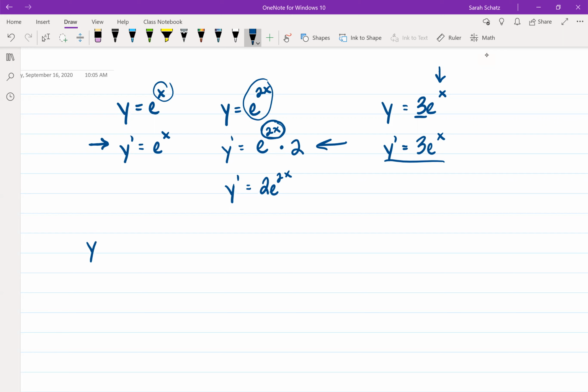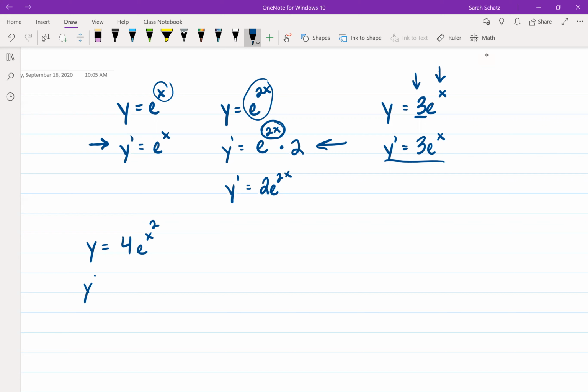So coefficient rules are the same. Like I said, I didn't give you an example with a coefficient in front of the e on Monday, but it works how you expect it to work. So what about y equals 4e to the x squared? Let's do this one.